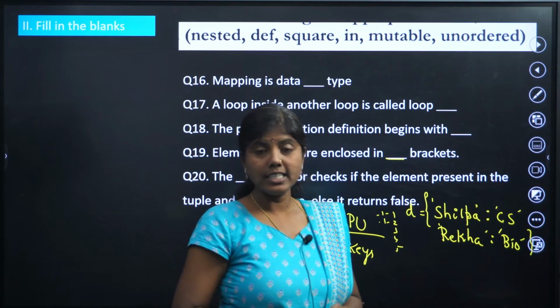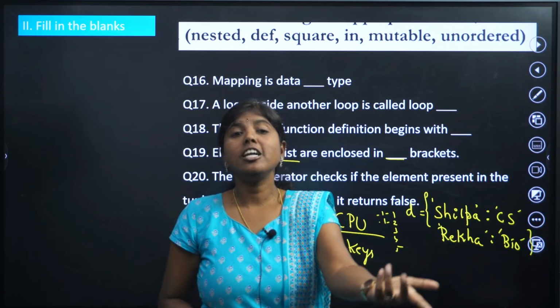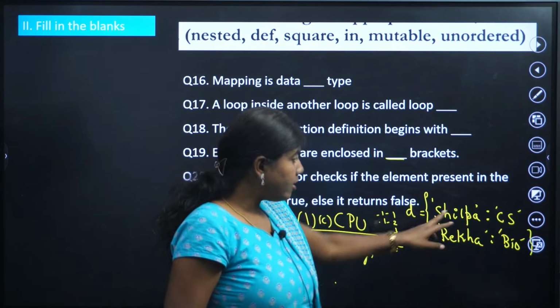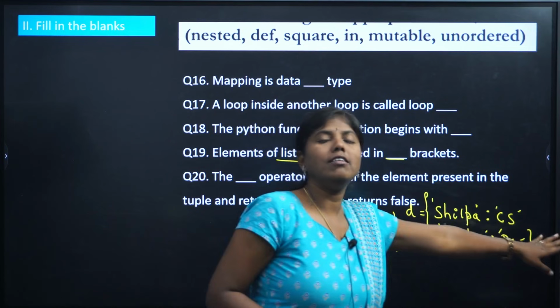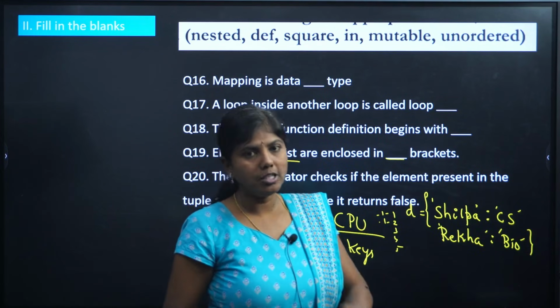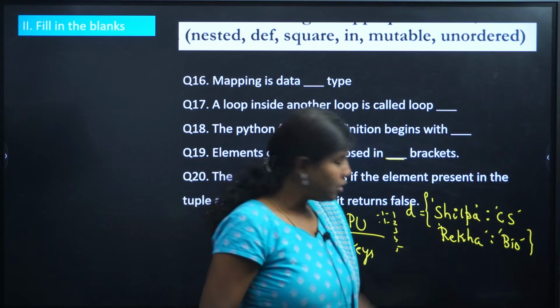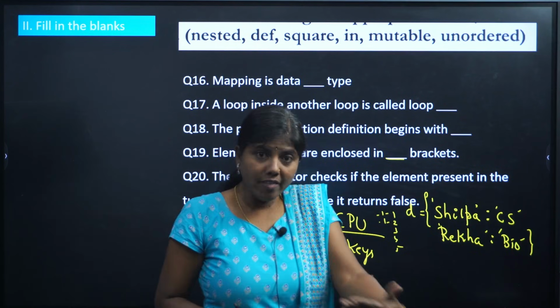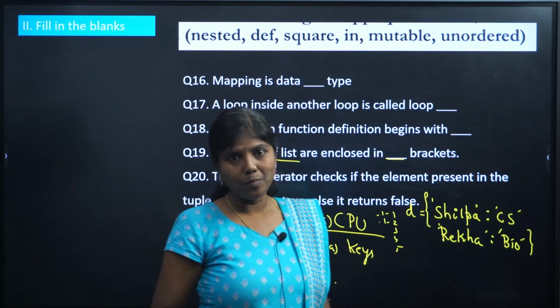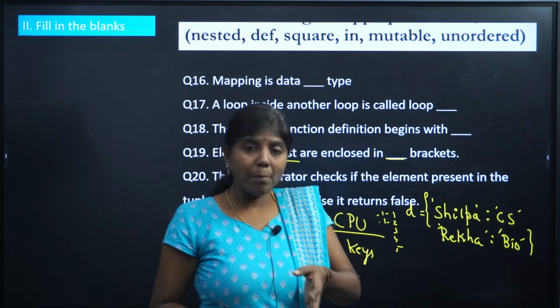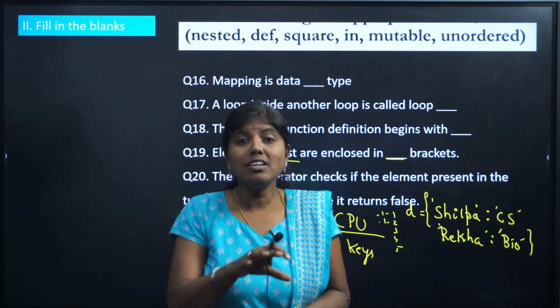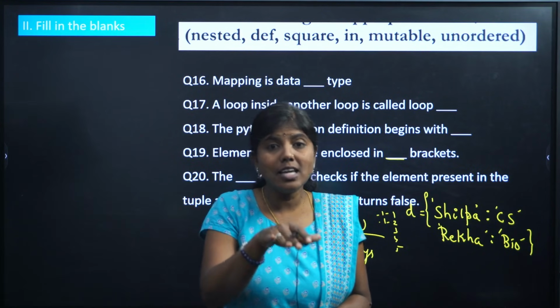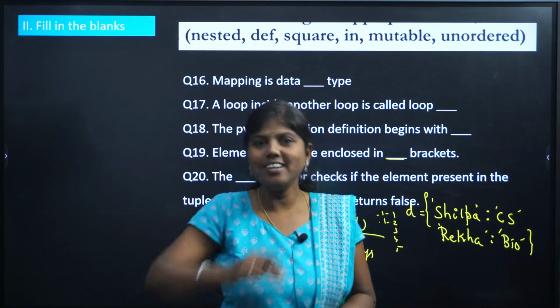What is it? Very simple. I've just created one dictionary wherein I'm mentioning the name of the teacher and then the respective subject handled by the teacher. Shilpa colon CS, Rekha colon bio. Here the way I've stored is first CS and then bio. When we say mapping, when we say dictionary, it means that it need not be in the same order. It's an unordered data type.